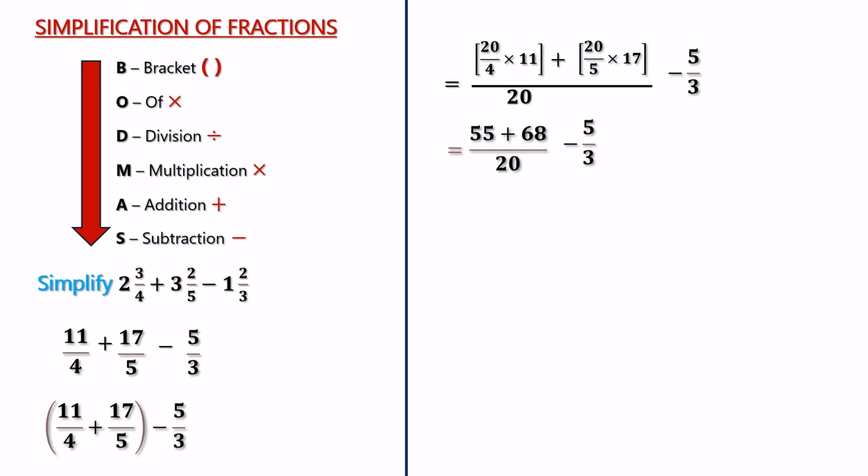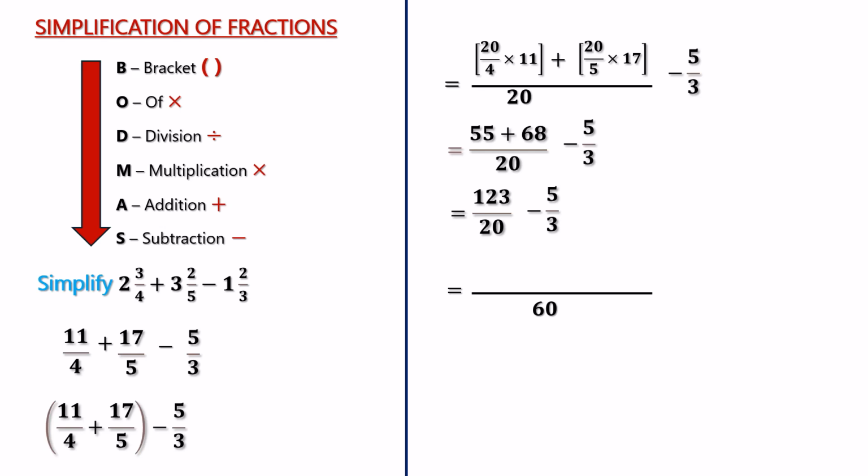Then we add the numbers at the numerator, which gives us the expression 123 over 20, and bring forward 5 over 3. So we are left with the last arithmetic operation, which is subtraction. To subtract the fractions, we find the LCM of the denominators 20 and 3, which is 60. So we draw the vinculum line and place the LCM 60 at the denominator.